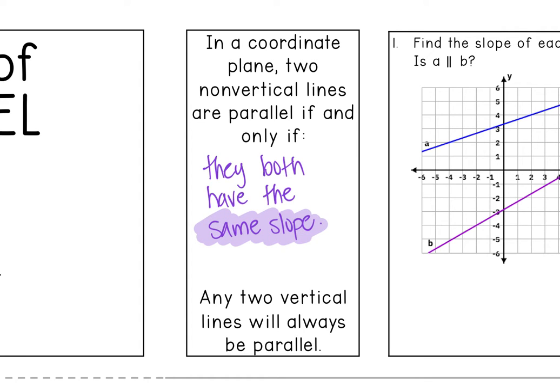And then the definition did say non-vertical, so what's special about vertical? Well, two vertical lines are always going to be parallel. Remember that the slope of those were undefined. So we have 3 examples to look at.